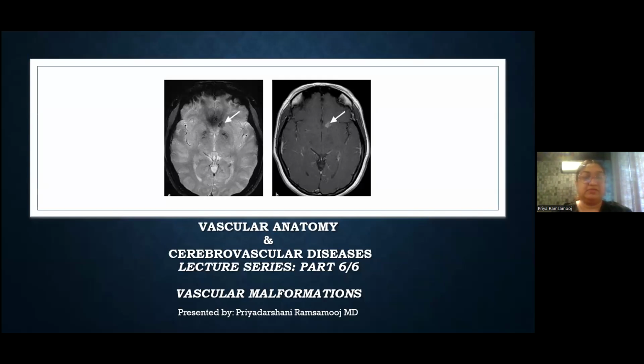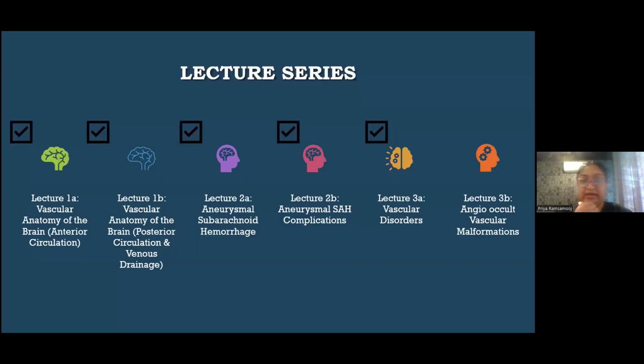All right, so a pleasant good afternoon. We're continuing our series of talks today on vascular anatomy and cerebrovascular diseases. We're actually wrapping up today with part two of vascular malformations. We would have gone through most of it last week already. So really today is touching on, well, just getting a little bit of meat into angio-occult vascular malformations, right?